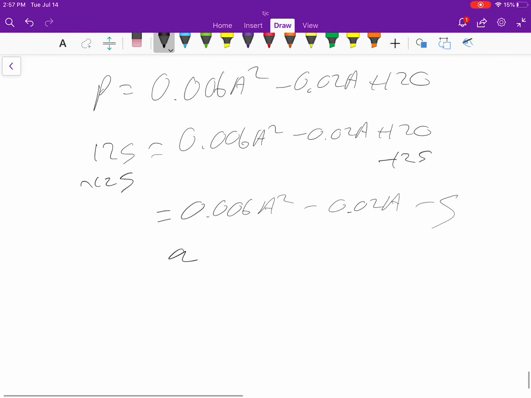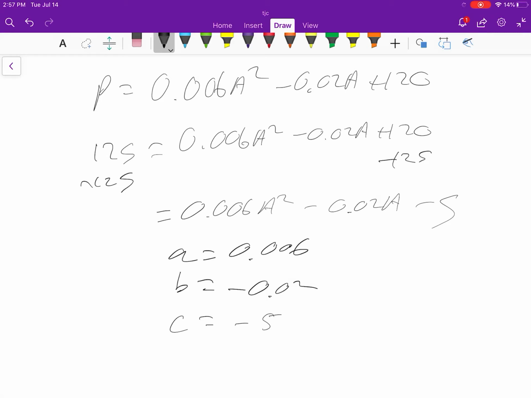Okay, and then you're going to use the quadratic formula. You're going to have A equals 0.006, B equals negative 0.02, C equals -5, and you plug it into the quadratic formula. Okay?